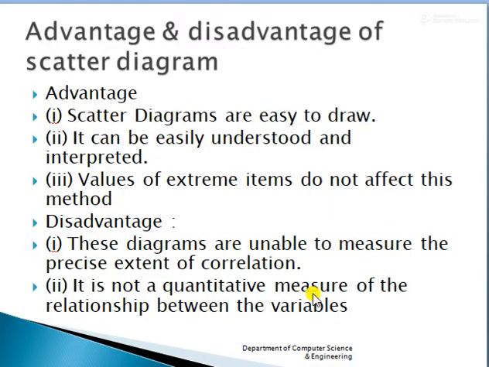Next we will see the advantages and disadvantages of scatter diagram. Advantages: scatter diagrams are easy to draw, and easily understood and interpreted. Values of extreme items do not affect this method. Disadvantages: these diagrams are unable to measure the precise extent of correlation. It is not a quantitative measure of the relationship between the variables.